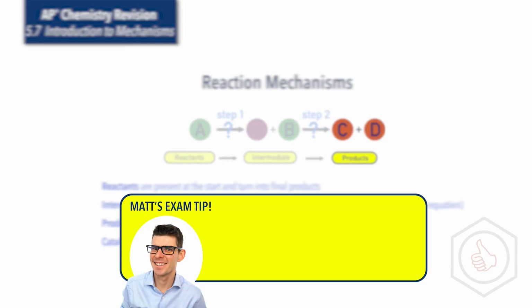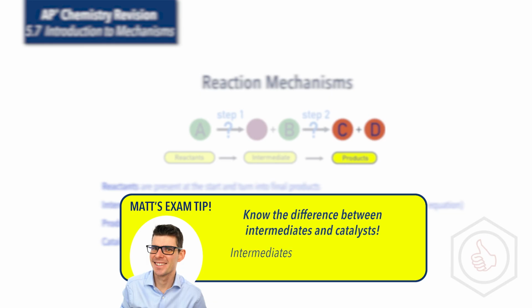Exam tip here: make sure you understand the difference between intermediates and catalysts. Intermediates are formed and then used up in the reaction mechanism. Catalysts are used and then reformed by the end of the reaction. So catalysts are present at the start and at the end. Intermediates aren't present at the start and they aren't present at the end. They're only made and used up during the reaction.